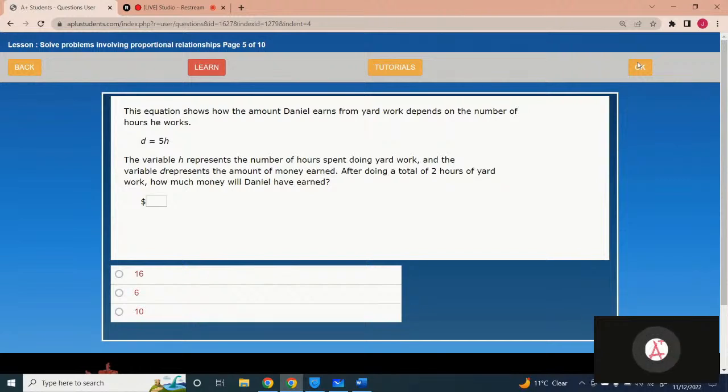So you have to replace h with the 2. So it would be 2 times 5. So 2 times 5 is, yes, very good, it is 10. 2 times 5 makes 10.